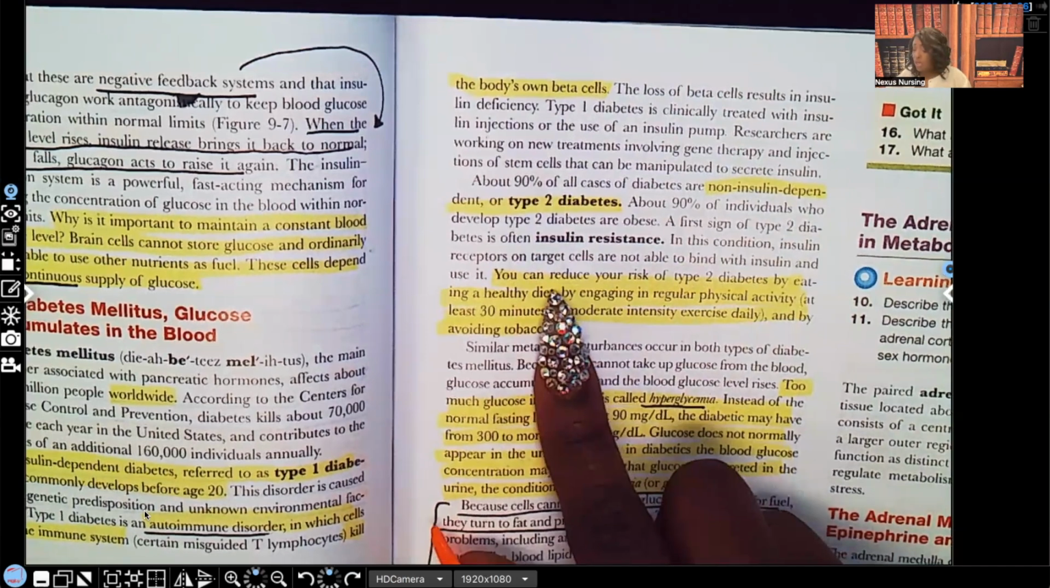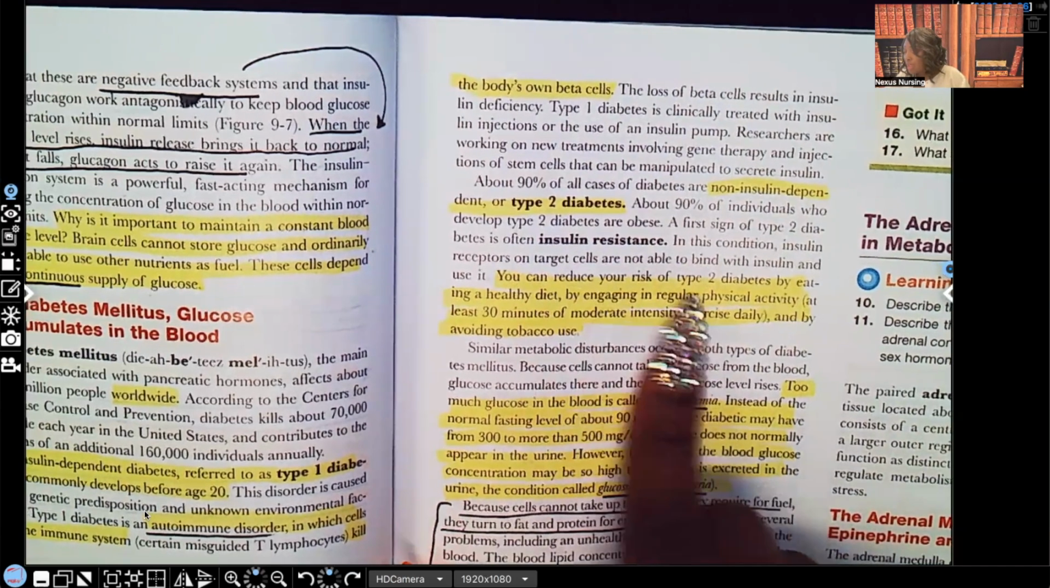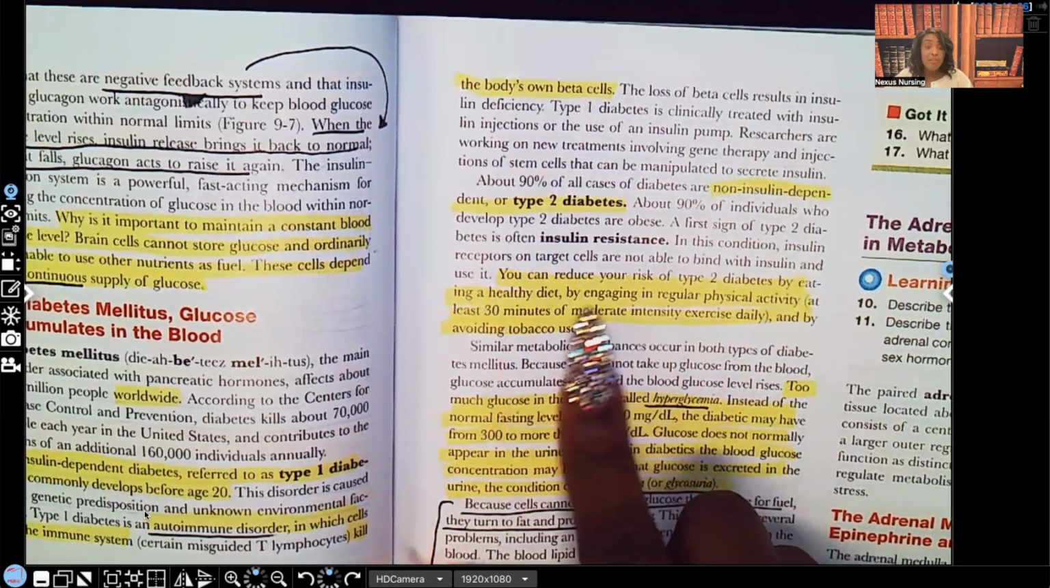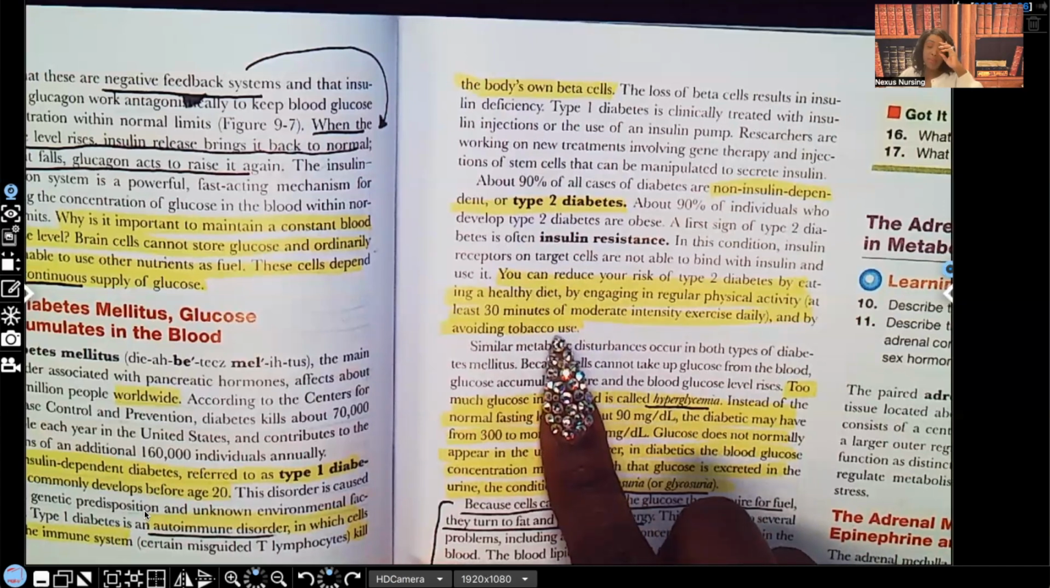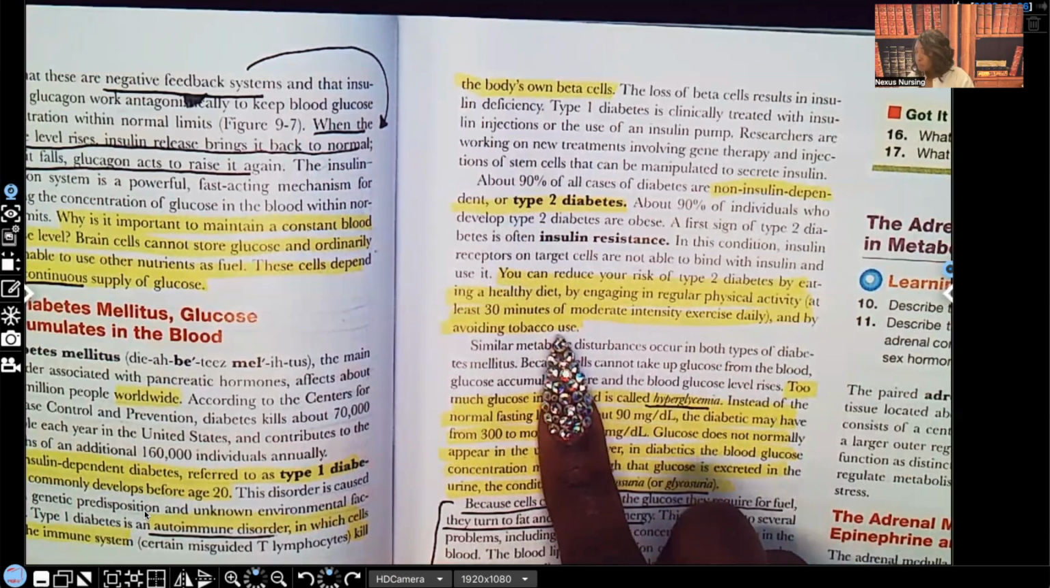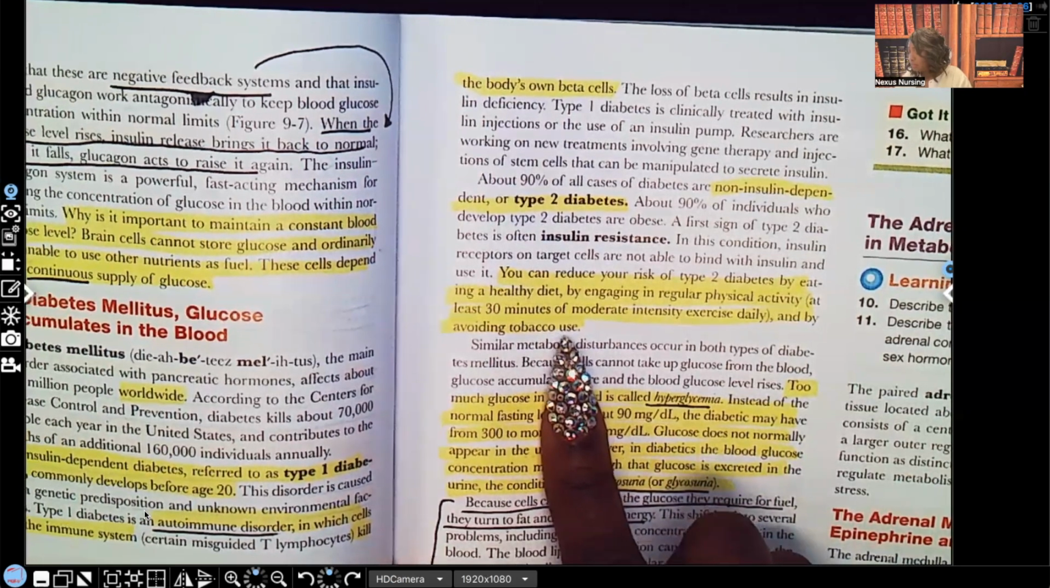You're going to teach a patient, you can reduce your risk of type 2 diabetes by eating a healthy diet, engaging in regular physical activity, at least 30 minutes of moderate intensity exercise daily, and avoiding tobacco use. Most type 2 diabetes, you can reverse it. Just because you're type 2 doesn't mean you have to be type 2 all of your life. Most of them, with proper diet and exercise, can revert and not be a type 2 diabetic, okay? So that's very important to teach the patient.